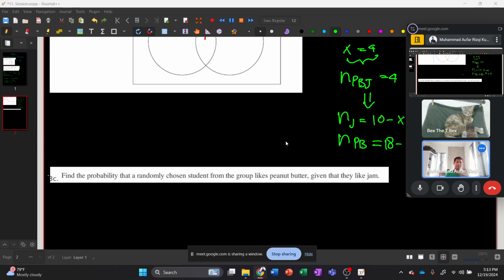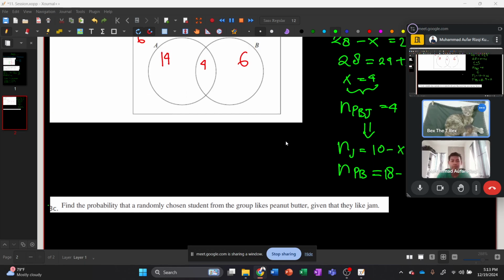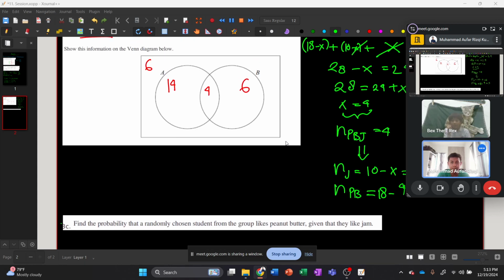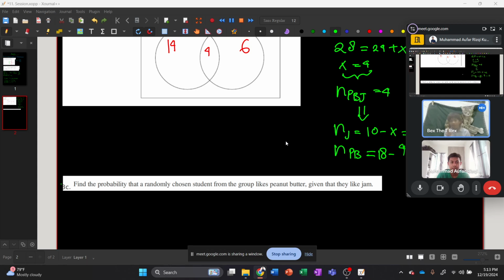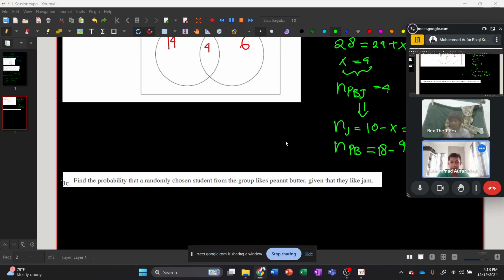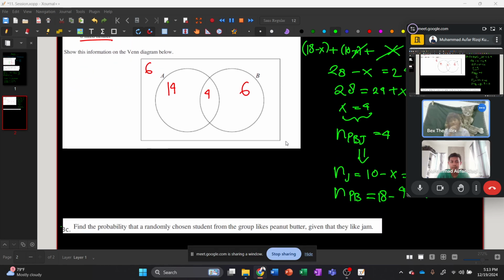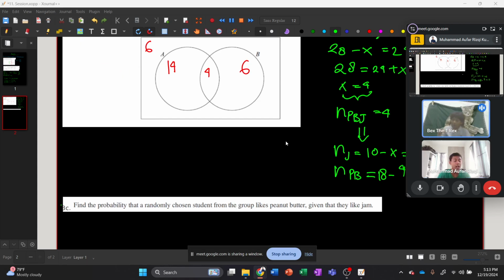Now, what is the difference, Max, from our previous question? So we know that there are 18 people who like peanut butter, and four of them also like jam. Good. So that means the 18 is 100%. Oh, no, no, no. The 100% is not 18, Max.